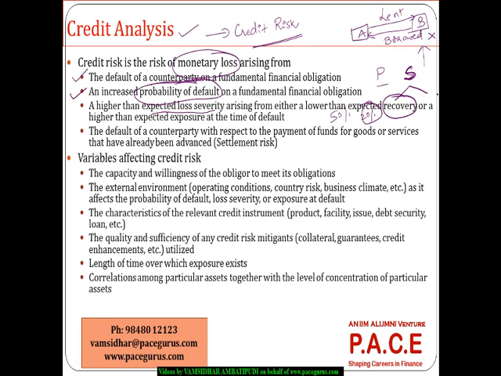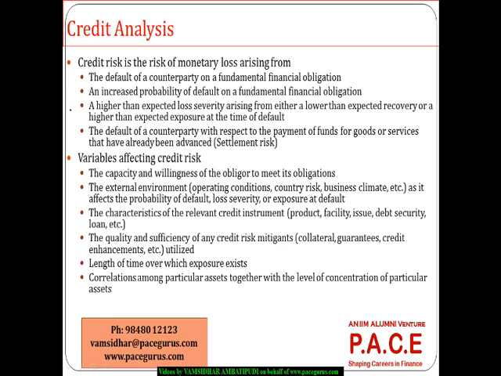Or the expected exposure at the time of default is higher. I thought that the whole amount at risk is 1 million, but at the time of default it came out that the exposure at risk is 1.2 million. So if the exposure at the time of default is going up, the chance of loss is increasing, which means the credit risk is increasing. Or the recovery rate has gone low, which is also increasing the credit risk. That's one more scenario where credit risk is going to go up.